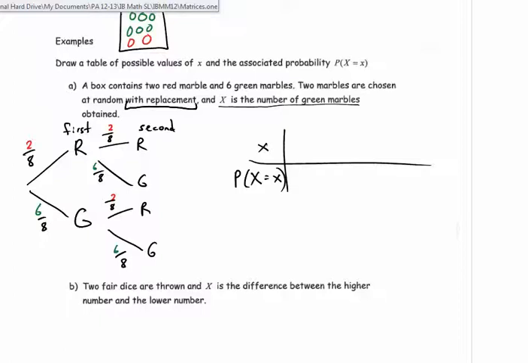2 out of 8 times 2 out of 8 is a 16th. 2 out of 8 times 6 out of 8. 1/4 times 3/4. 3/4 times 1/4. And 3/4 times 3/4.